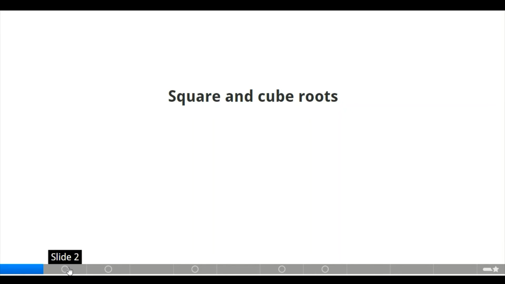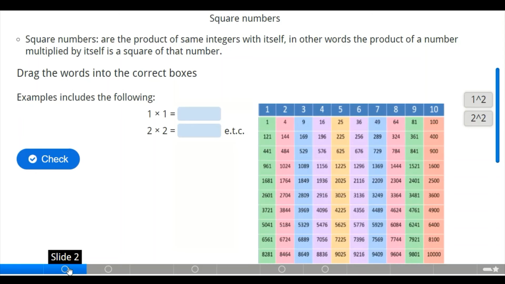So, what is a square number? Square numbers are the product of the same integer with itself. In other words, the product of a number multiplied by itself is the square of the number. So if you multiply a number twice, then the product that is given is what we call the square of that number.